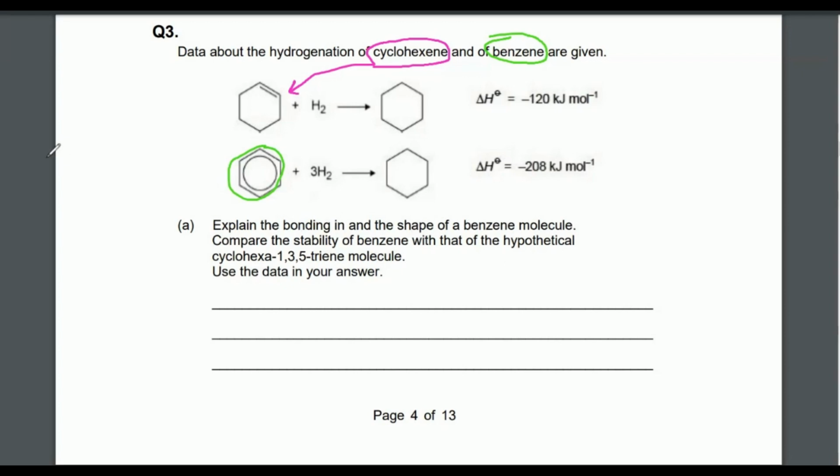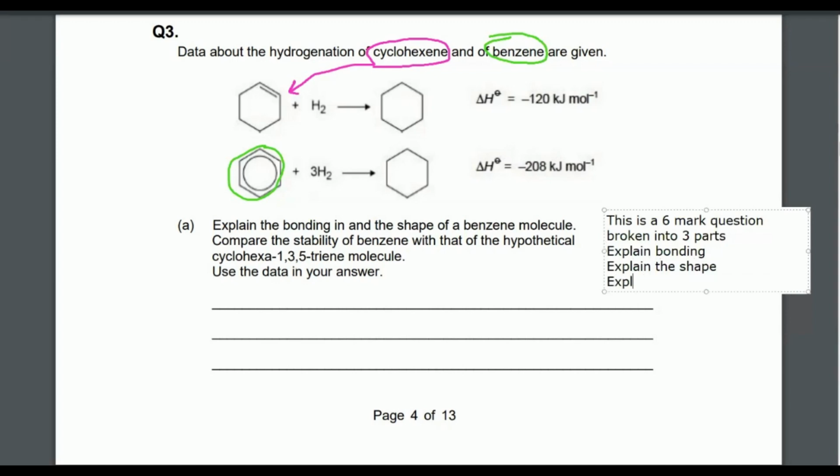Explain the bonding and the shape of the benzene molecule. Compare the stability of benzene with that of the hypothetical cyclohexa-1,3,5-triene molecule. Use the data in your answer. This is a 6-mark question. It's basically broken it down for you, saying you're going to get 2 marks for each section. You need to talk about the bonding in benzene, the shape of benzene, and then the stability of benzene.